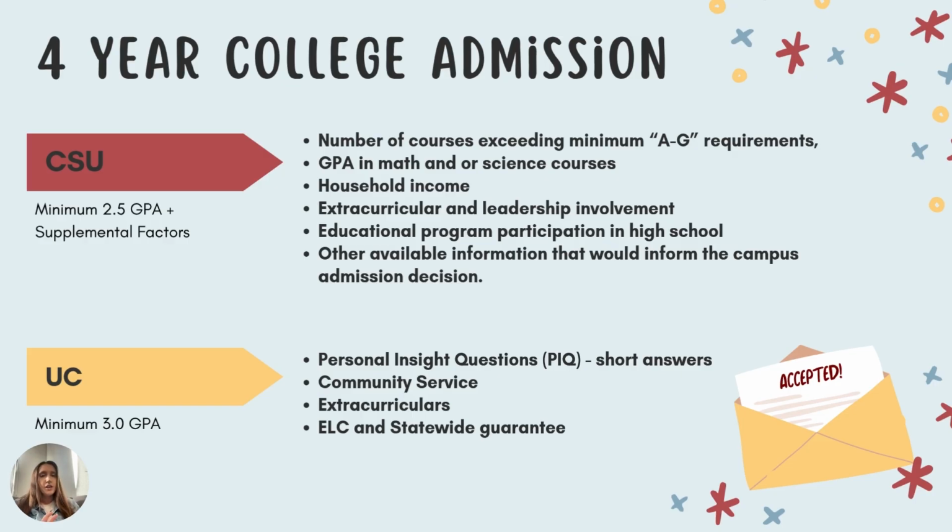Remember the 3 years and the 4 years for certain math and science. The household income, any extracurriculars and leadership involvement during their high school time, any educational program participation in high school, and other available information that would inform the campus to make the decision to admit them to their school. So really honing in those extracurriculars, those clubs, those sports, any leadership like ASB, the participation in those extracurriculars are really going to help your student's application for the CSU.